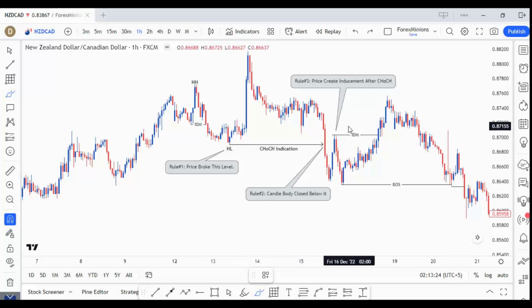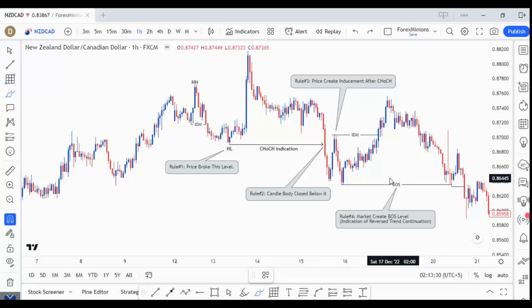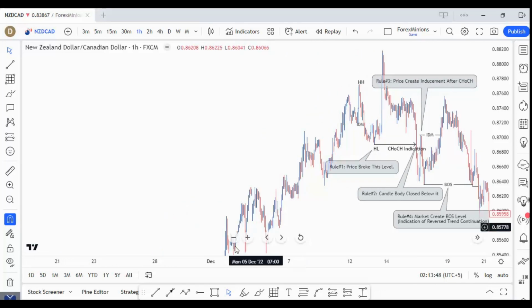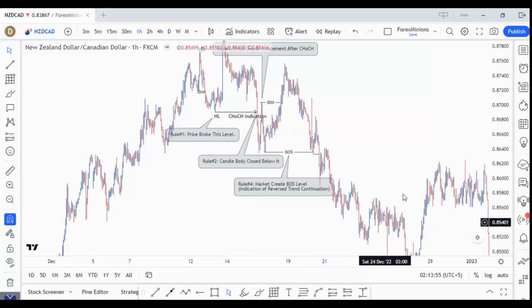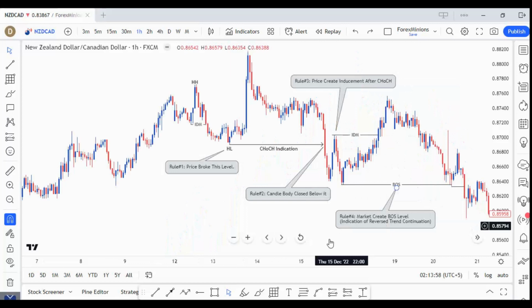Here, market created an inducement after the change of character point. And finally, market took out this inducement and created this break of structure point. This fourth rule, boss level, confirms the trend reversal continuation. As market followed all of the 4 rules, now we can expect a major trend reversal. Let's zoom out this chart to see whether it really happened or not. Notice here that price was in an extremely bullish trend, and after this confirmation, market turned totally bearish. You can see how market momentum shifted from bullish to bearish after these 4 rules. So, practice these rules and never trade a trend reversal or CHoCH level without confirming these rules.